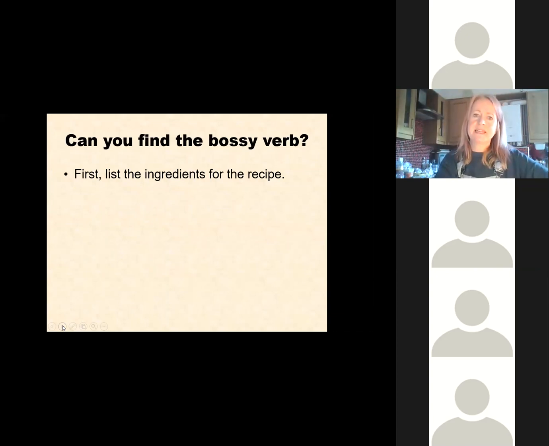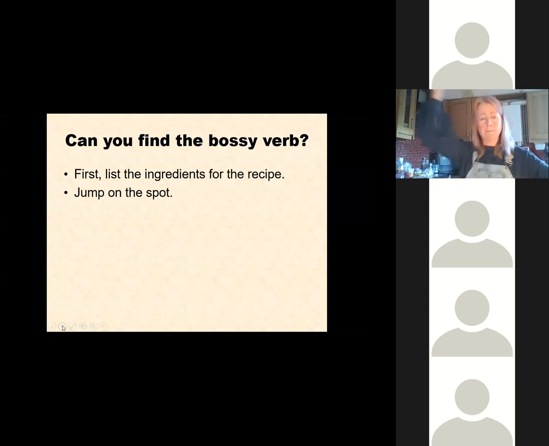First, list the ingredients for the recipe. Can you find the bossy verb there? Anybody found the bossy verb? List the ingredients for the recipe. The word list. We need to make a list. Jump on the spot. Jump! Everybody jump. Jump on the spot. How bossy is that? Super bossy.